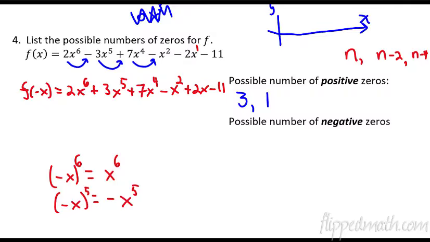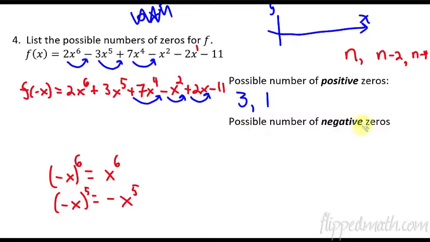Okay, so now let's count how many times the sign changes. Positive to positive, nothing changes there. Positive to positive, nothing changes there. Positive to negative, there we go, there's 1. That changes. Negative to positive, the sign changed. And then positive to negative, the sign changed.